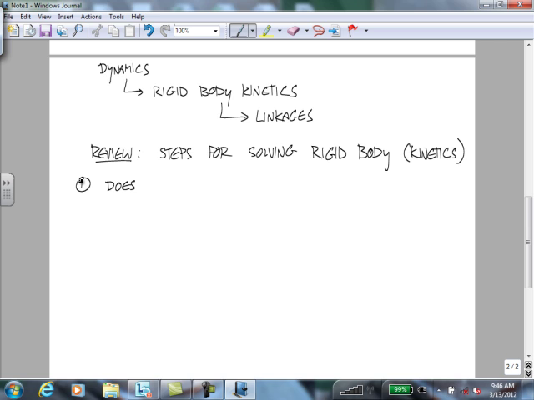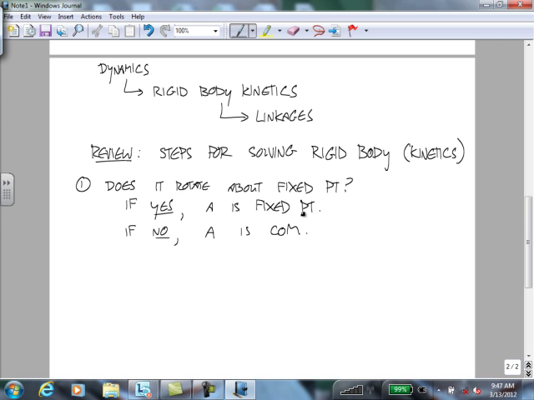you have to figure out, does it rotate about a fixed point, or are there no points on the body that are fixed in your coordinate system? If there is a fixed point, then your about point is that fixed point. If there's no fixed point, your about point is the center of mass.